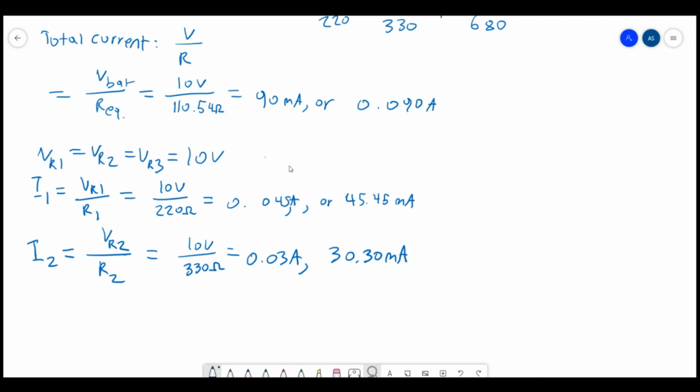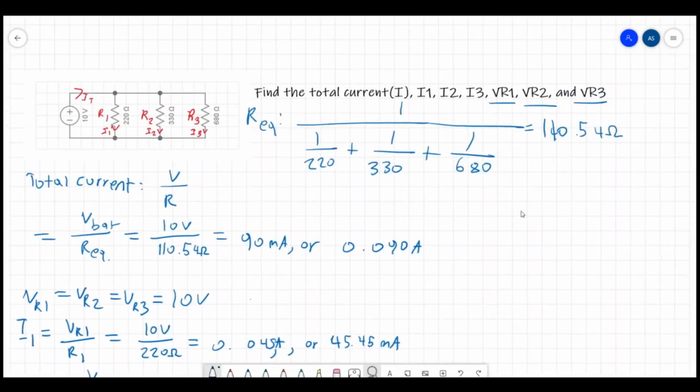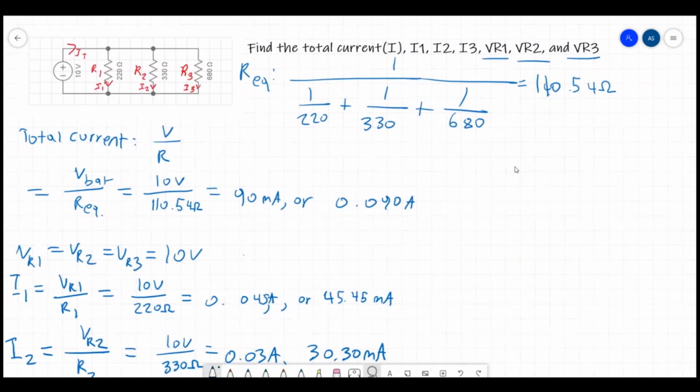Now this is the last step of the problem. For I3, it's the same steps again. It will be VR3 divided by R3, and it will be 10 volts divided by 680 ohms, as that's the resistor value of R3. If we simplify that, it will be a total of 0.014 amps or 14.7 milliamps. Okay, so now we have solved all of the values that are asked in the problem.